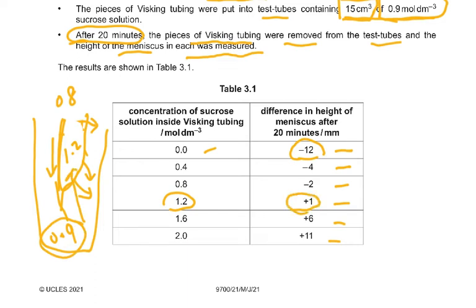Then it was 1.6 inside and 0.9 outside. Even then it's going to move in. Then it was 2.0 inside, and outside was 0.9. So from 0.9 the water is going to go inside. It's going to go plus 11. So how will you explain this?